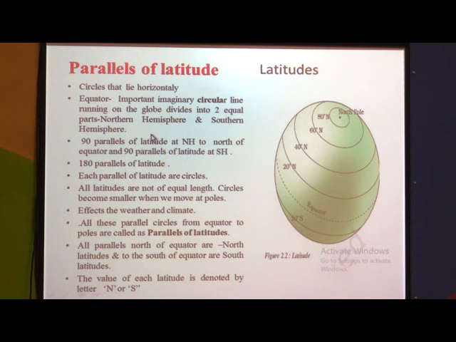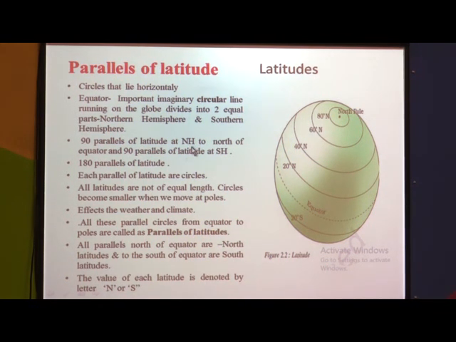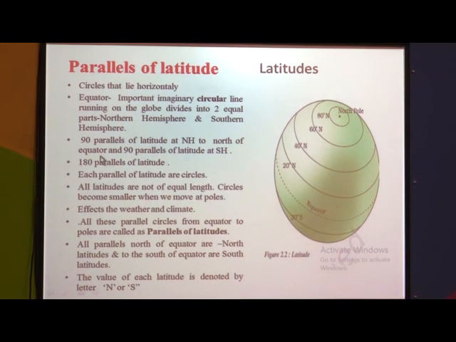Yes. Now children, next point, there are 90 parallels of latitude in the northern hemisphere to the north of the equator, and 90 parallels of latitude in the southern hemisphere.